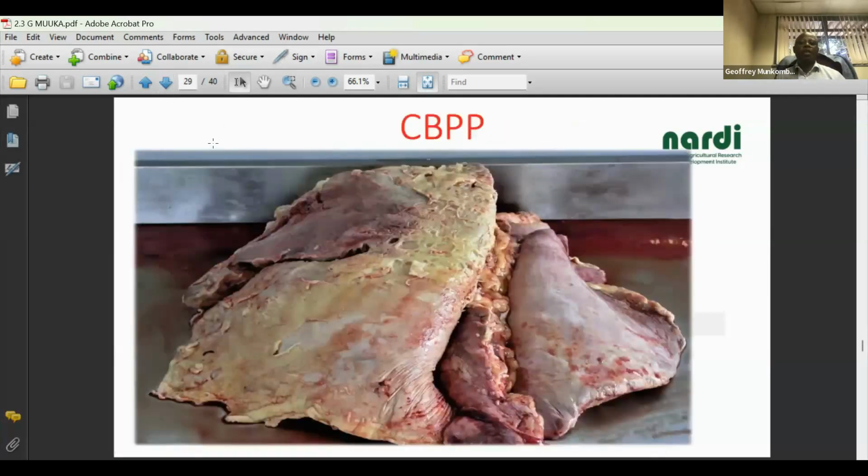Now, this is quite typical of contagious bovine pneumonia. You can see, if you're not careful, why you can end up confusing the two. On my left, the lung is typical of contagious bovine pneumonia, and you see the pseudomembrane on the fibrinous tissue on top of the lung. If you compare with the last slide, you can see the difference. That was on the heart, but this is clearly on the lungs. Next slide, please.